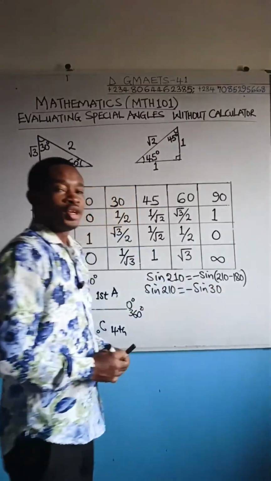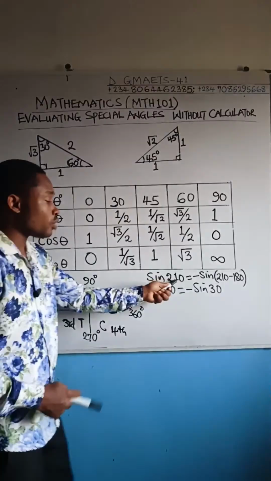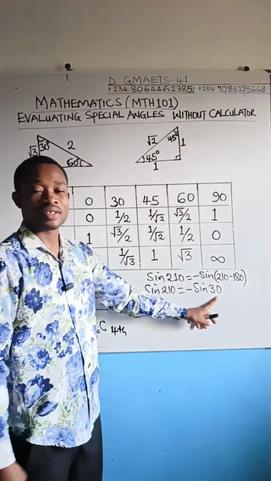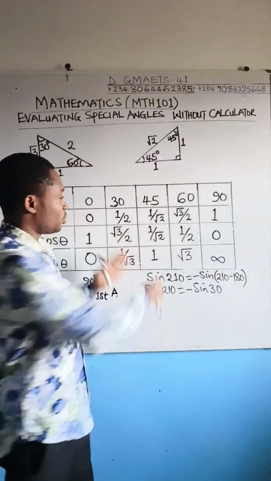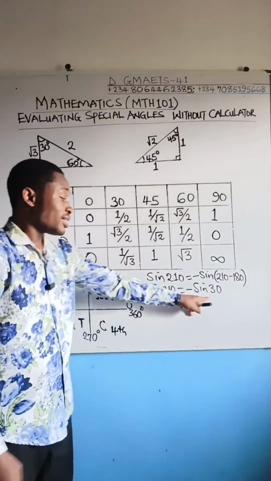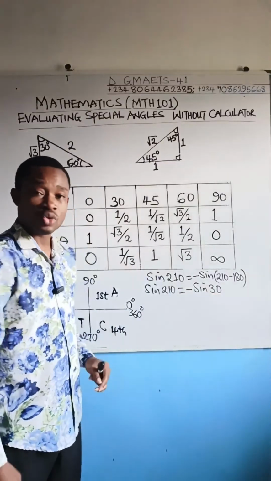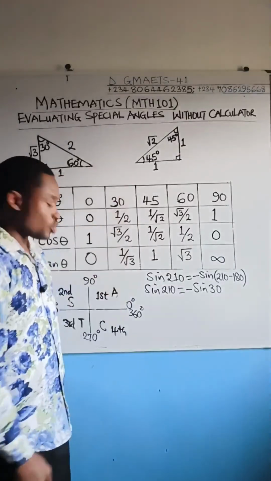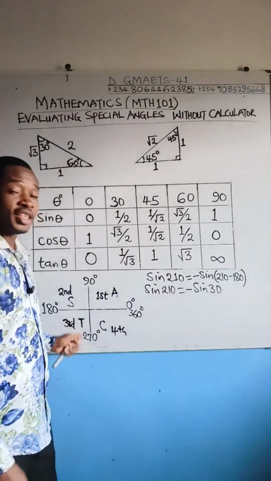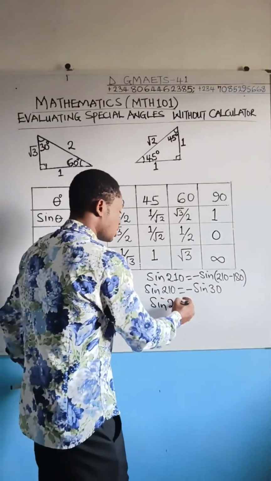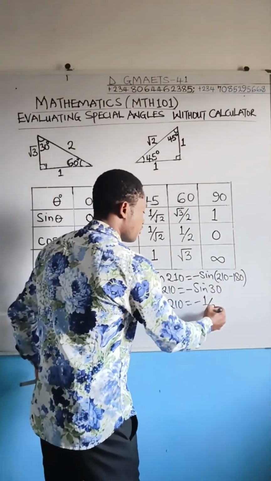This is cool. You now see how we converted 210 to an acute angle in the first quadrant, whose value we already know. You remember how I generated all these values from 0 to 90. Sine 30 is 1 over 2. Therefore, sine 210 will be equal to minus 1 over 2. Remember, 210 is in the third quadrant. Sine is negative there. So sine 210 is equal to minus 1 over 2.